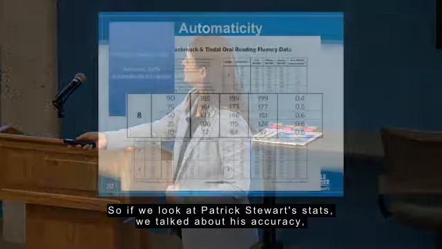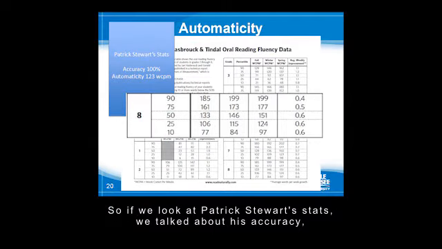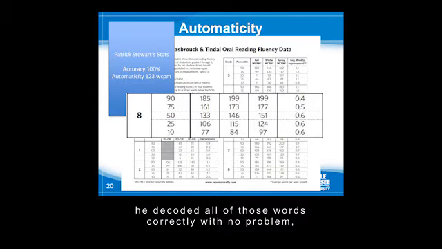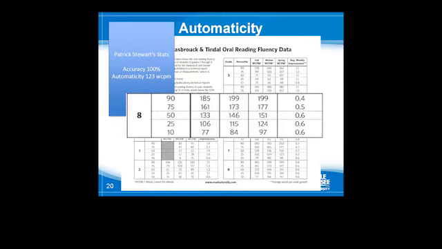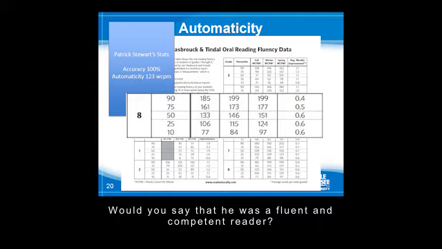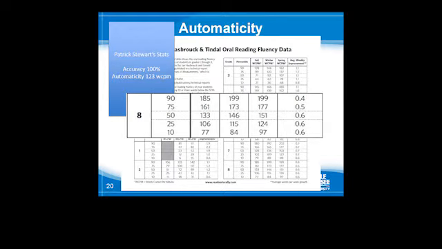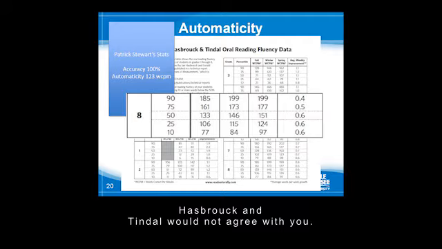So if we look at Patrick Stewart's stats, we talked about his accuracy. He decoded all of those words correctly with no problem. He read at 123 words correct per minute. Anybody see a problem with that? Would you say that he was a fluent and competent reader? Hasbrook and Tyndall would not agree with you.